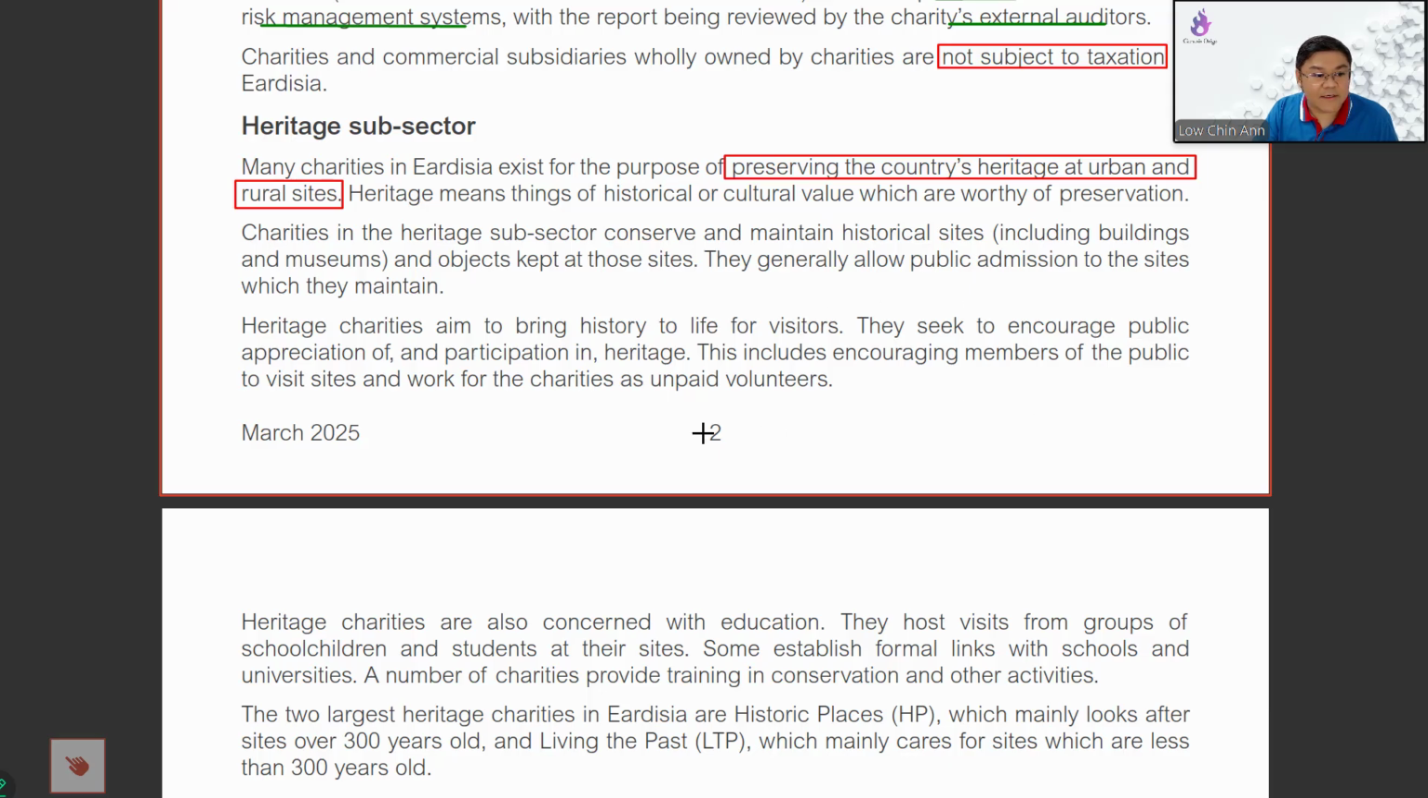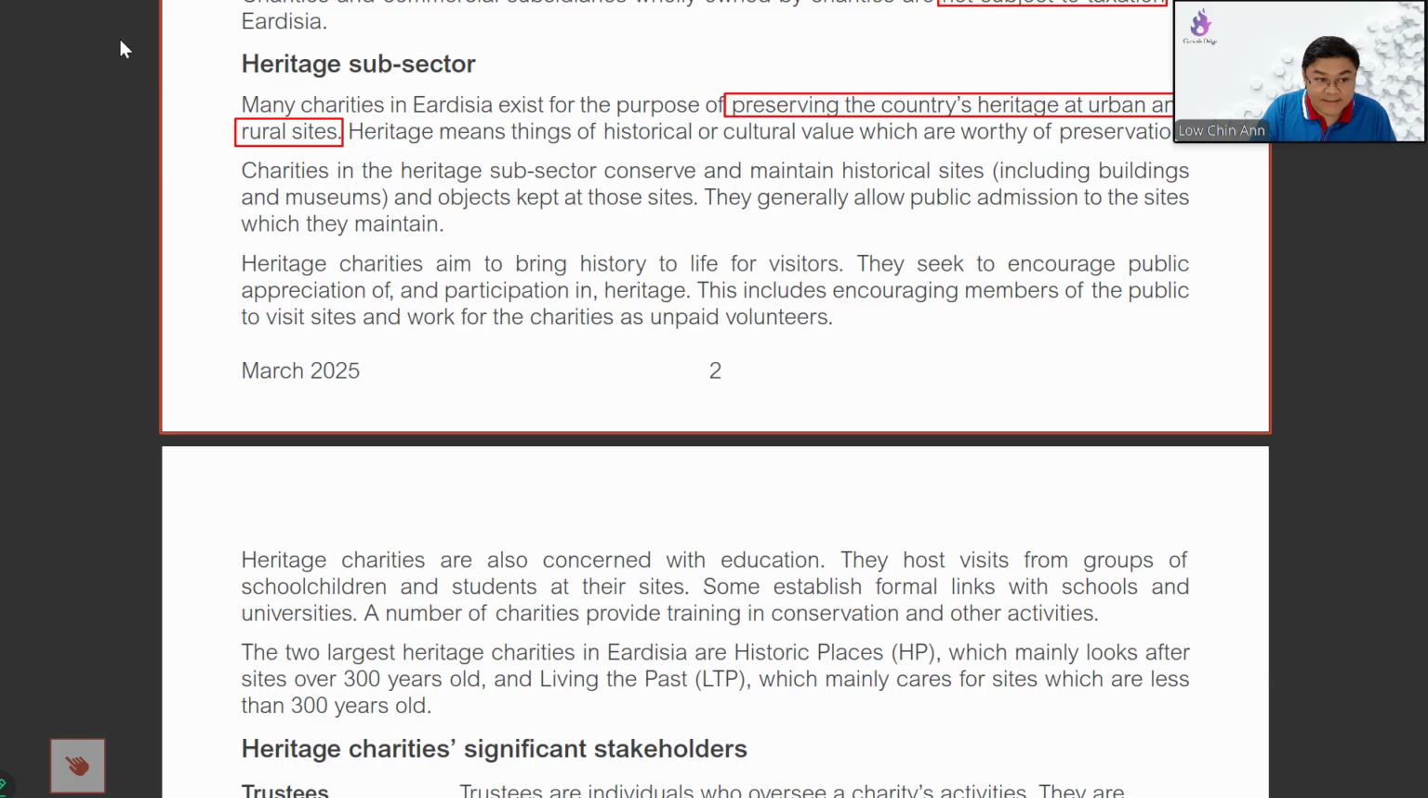They seek to encourage public appreciation of and participation in the heritage. This includes encouraging members of the public to visit the sites and work for the charities as unpaid volunteers. So they need volunteers, and they don't pay them. And one way of attracting volunteers is to increase their interest. So by encouraging visitors to go and see and appreciate their work, people might be moved to become volunteers.